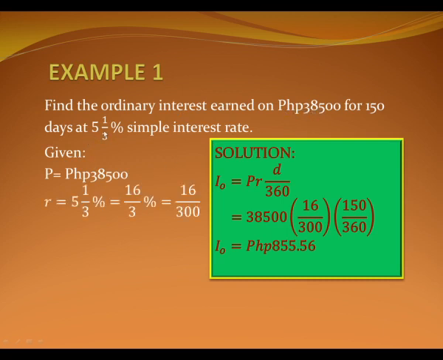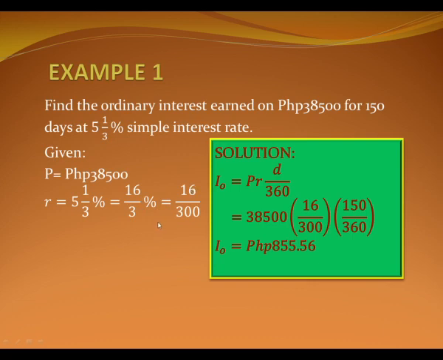the simple interest rate is 5 1/3%, which can be expressed as a proper fraction because the given is a mixed fraction. How to do that? Just simply multiply the denominator with the given whole number. So 5 times 3, 15, plus the numerator 1 is 16. So we have 16 over 3%. And then in order to remove the percentage symbol, we have to divide by 100. So this is simply 16 over 300.